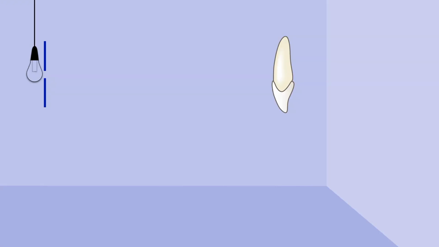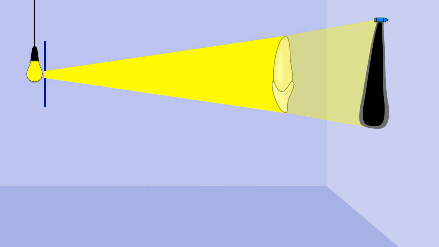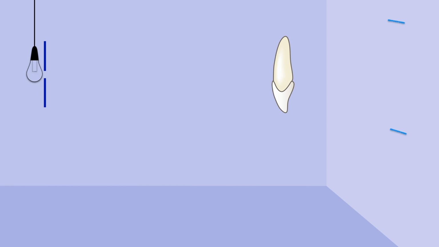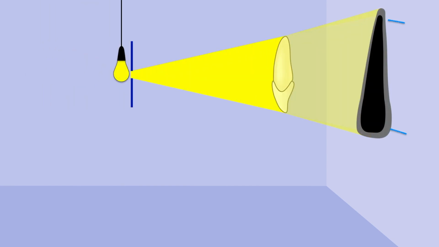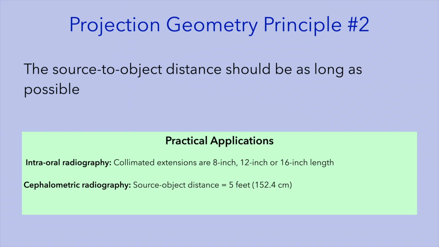Next, let's use this source to make a shadow, and we'll mark out the edges of the shadow. In subsequent slides, we will vary the relationship between the source, the object, and the receptor, and observe the impact on the size of the shadow that is produced. Let's start by moving the source closer to the object. When you decrease the source-object distance, you make the shadow larger and you increase the width of the penumbra. In other words, you cause magnification of the image and decrease the sharpness of the image.